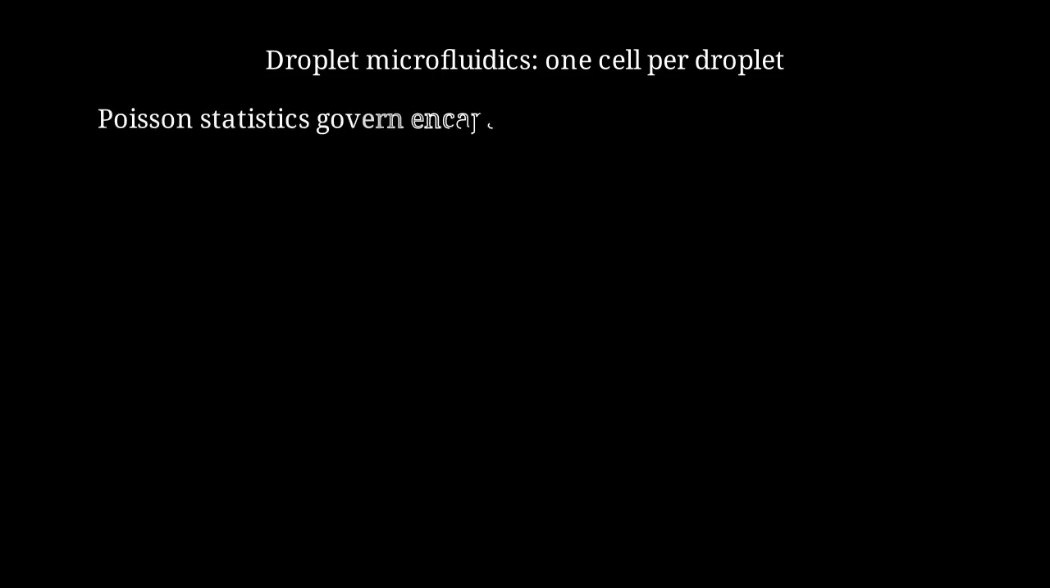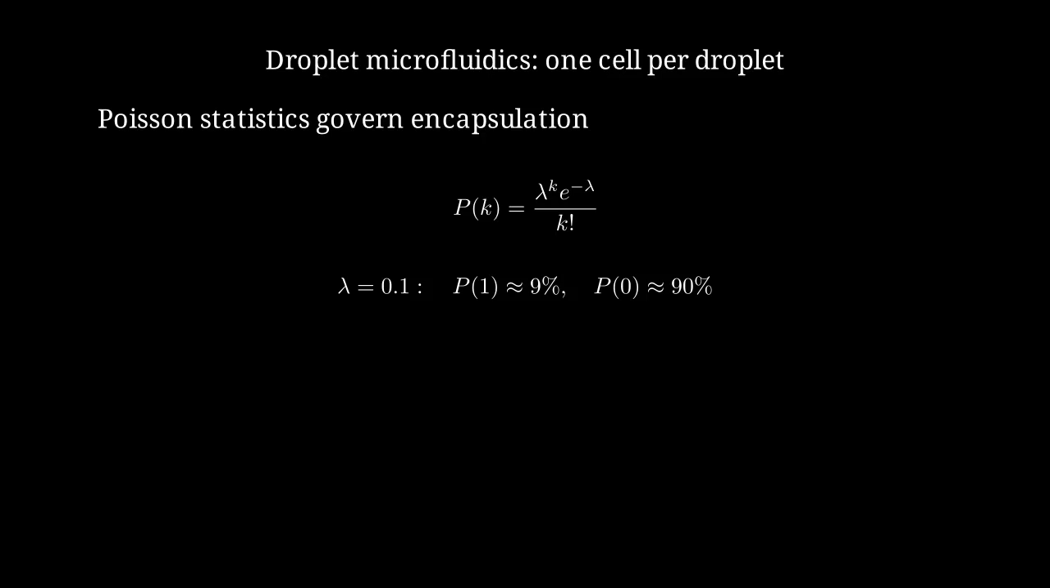The encapsulation follows Poisson statistics. If you want mostly single cells with few empty droplets, you aim for an average of about 0.1 to 0.3 cells per droplet. The Poisson probability formula tells us the probability of getting k cells in a droplet, where lambda is the average number of cells per droplet. If lambda equals 0.1, about 9% of droplets contain exactly one cell, and 90% are empty. This is a good trade-off for many applications.